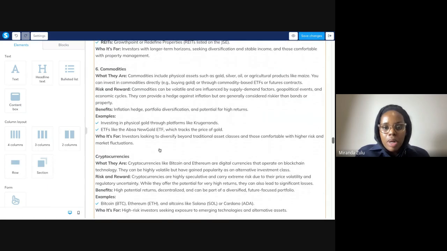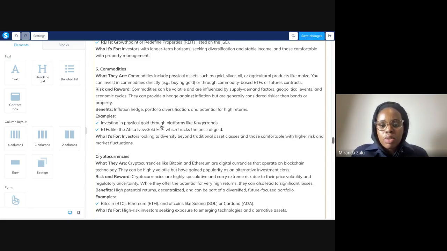And then there are commodities, which are physical assets like gold, silver, oil, agricultural products. Those can offer you portfolio diversification, especially if your portfolio is more focused on equities and bonds. This would give you something different in terms of what you own.